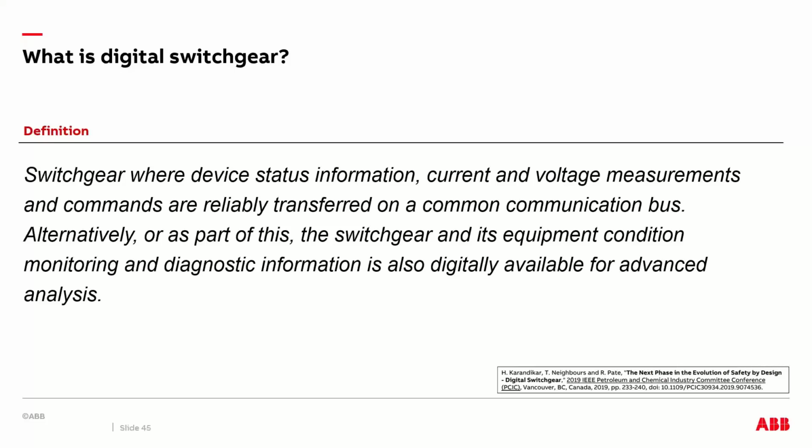Alternatively, or as a part of this, the switchgear and its equipment condition monitoring and diagnostic information is also digitally available for advanced analysis. So what that means is if we monitor conditions like temperature, humidity, partial discharge, or circuit breaker status, that should be available for further analysis at a later stage. So that is also enabled by a digital switchgear.